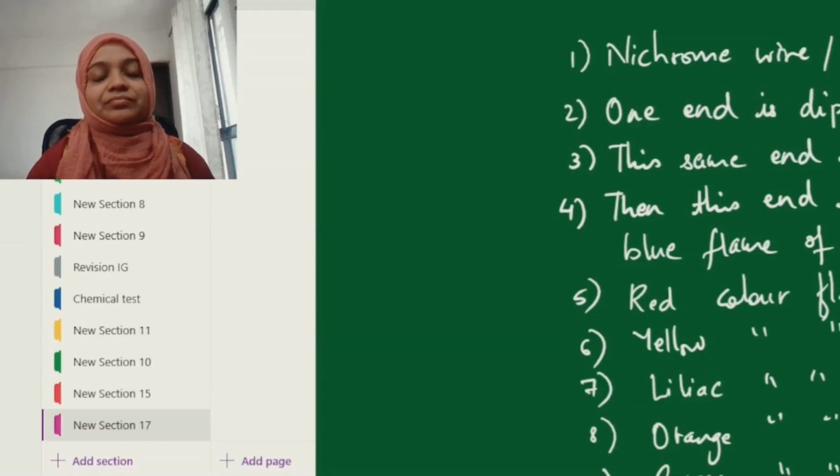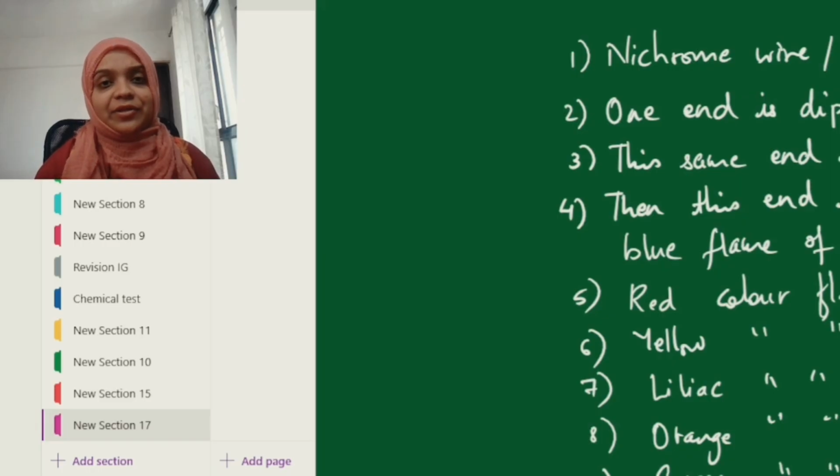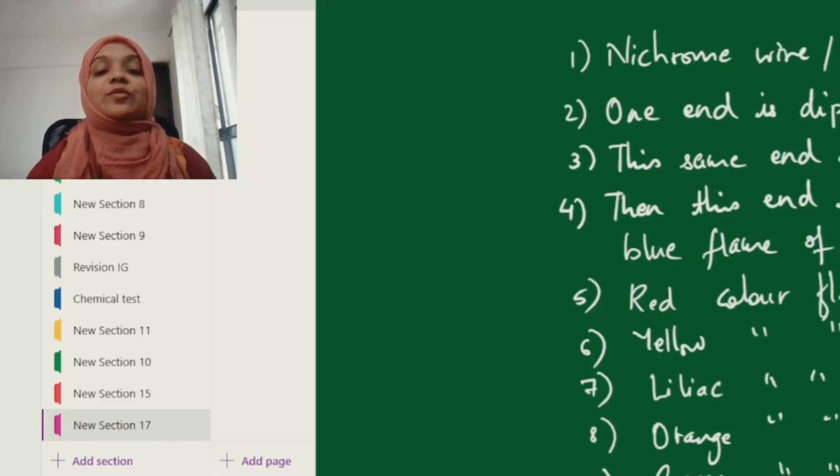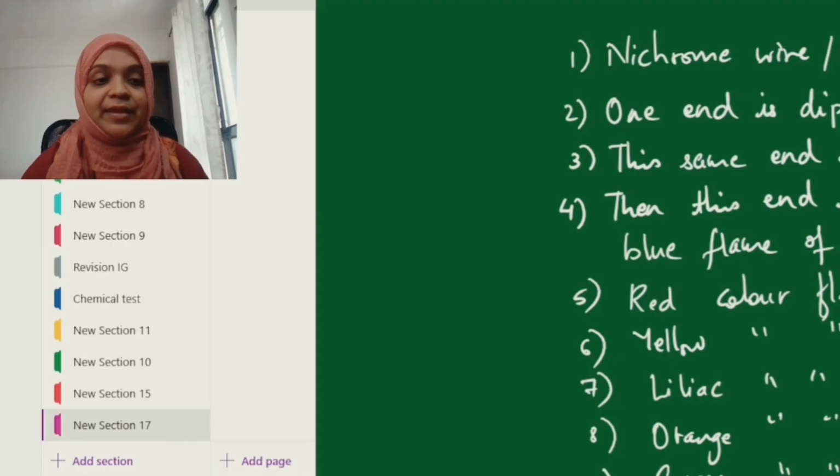Yesterday we saw how we can identify and confirm the presence of cations or positive ions in any salt mixture. This is there in the chapter chemical test in the inorganic section of the Edexcel textbook. Today we are going to see if we are not able to perform the flame test, what else we can do to identify and confirm the presence of positive ions in the salt.